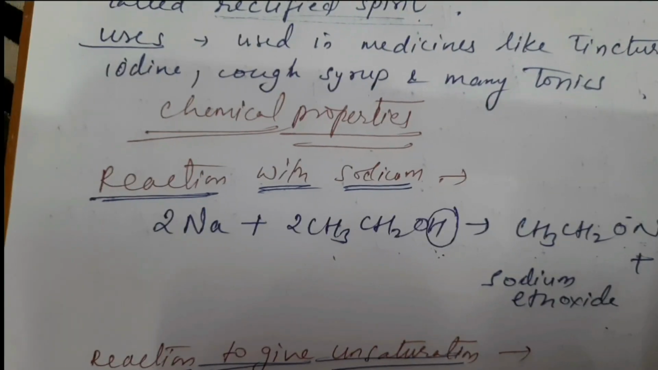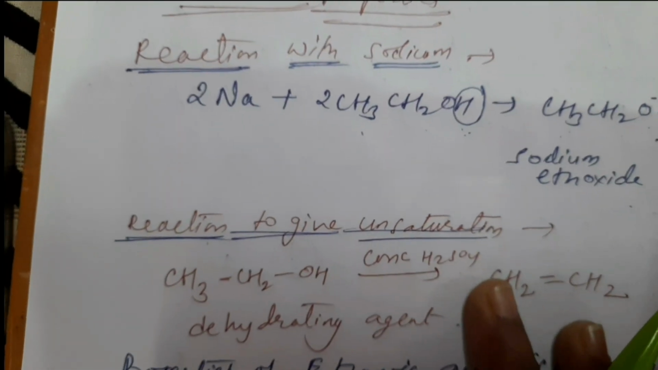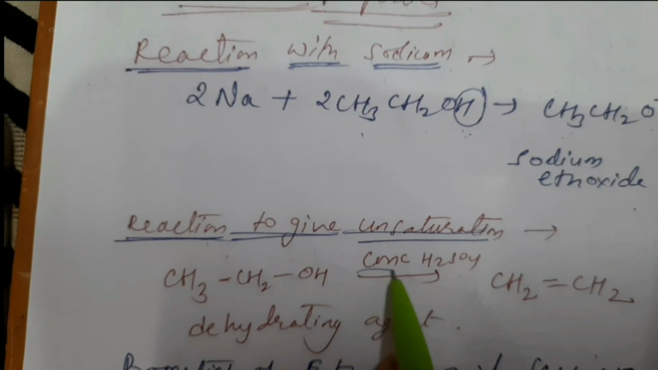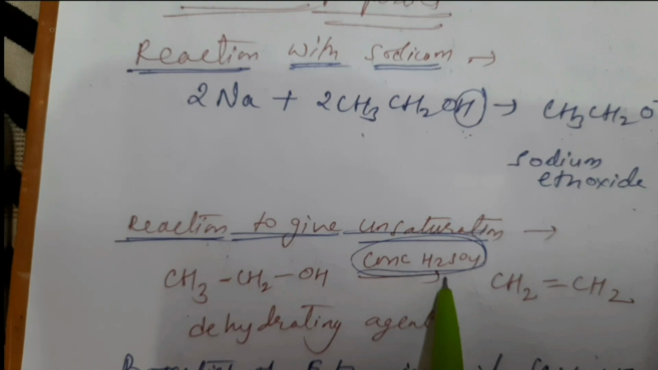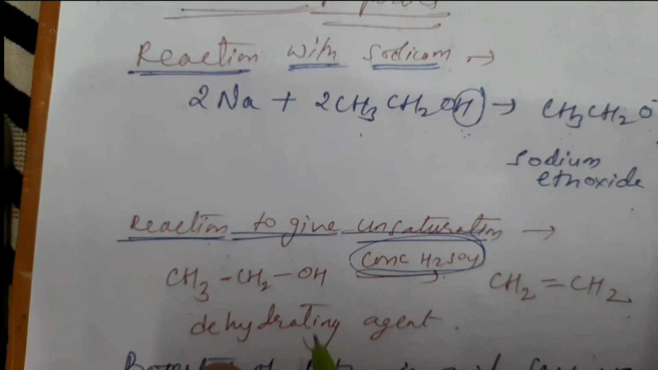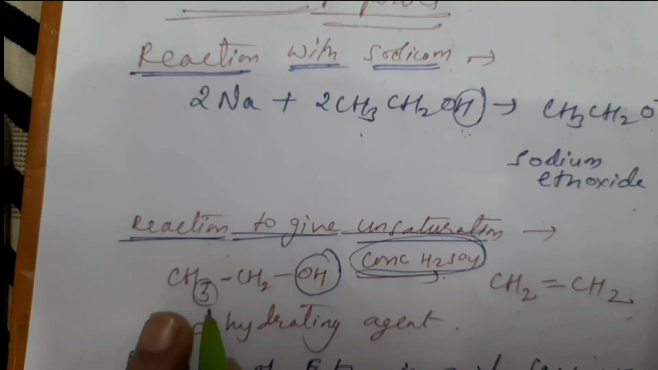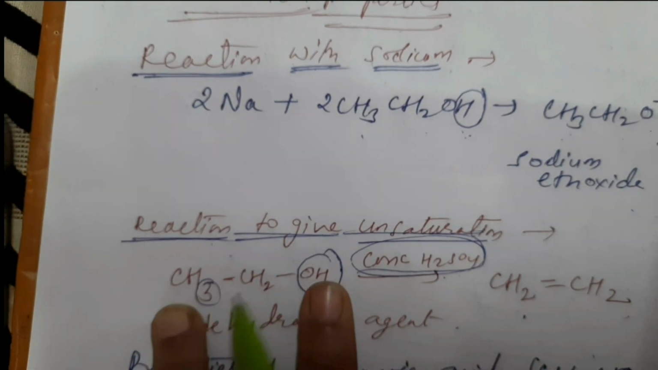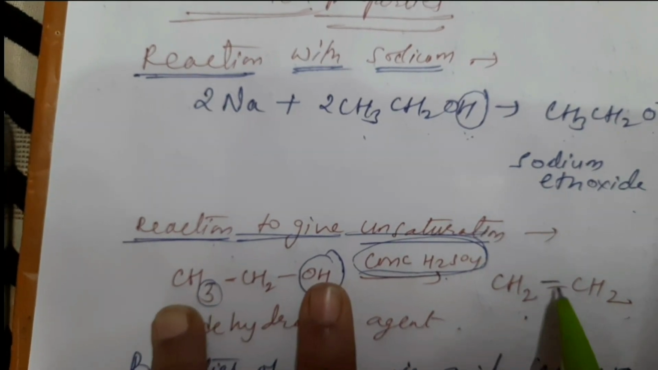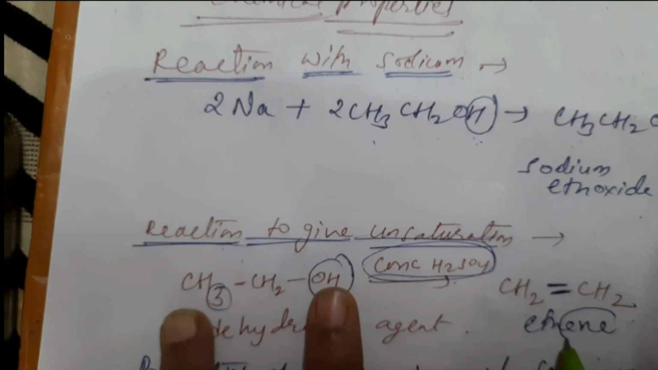Now the next reaction is the reaction to give unsaturation. Unsaturation means to form a double bond. So here ethanol in presence of concentrated sulfuric acid, this reagent you need to remember, will form ethene. Here OH and 1 hydrogen from the next carbon will get removed. So if we remove 1 hydrogen, we are left with 2 hydrogens, that is CH2. As water is removed, to satisfy carbon's valency, it will form a double bond. As a double bond is formed, this is called an unsaturated hydrocarbon, that is ethene. For double bond we use 'ene'.